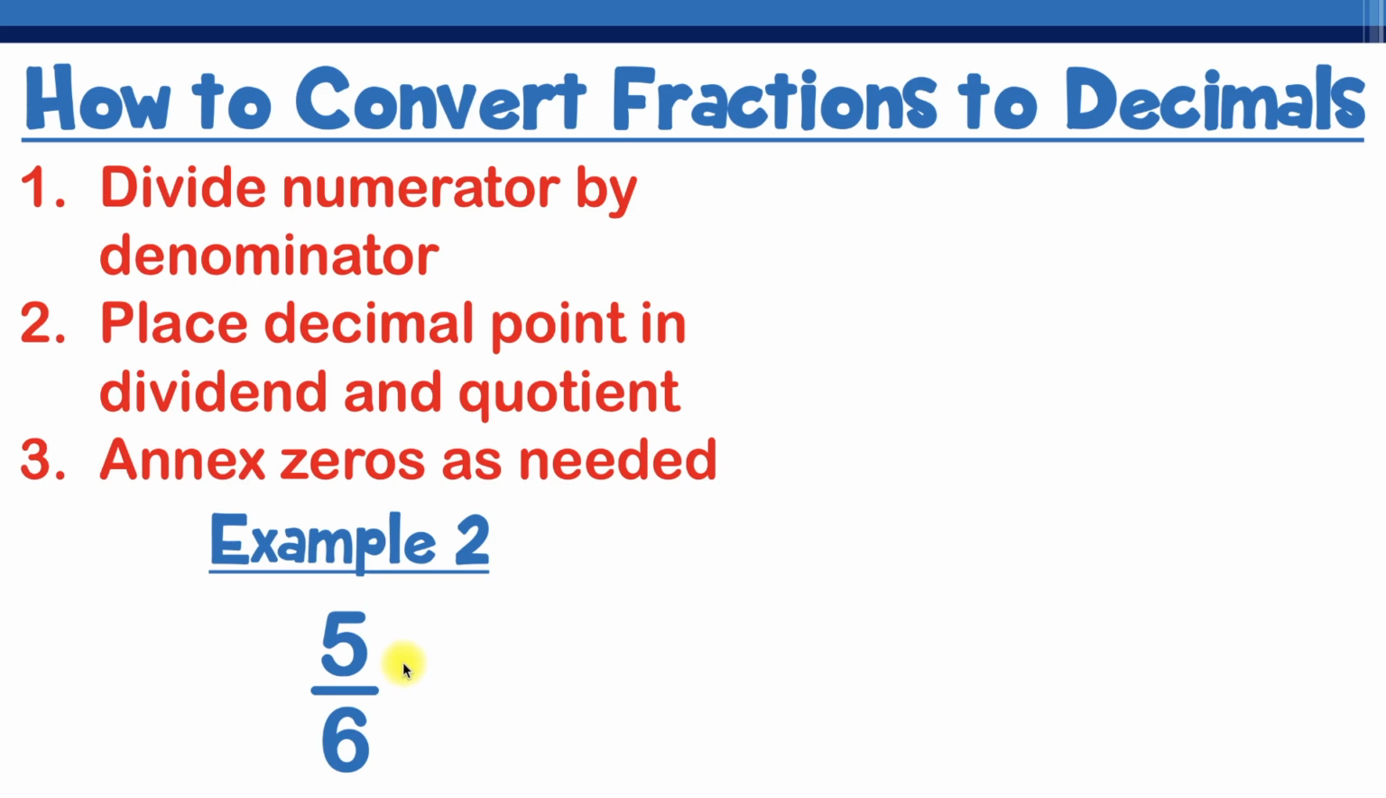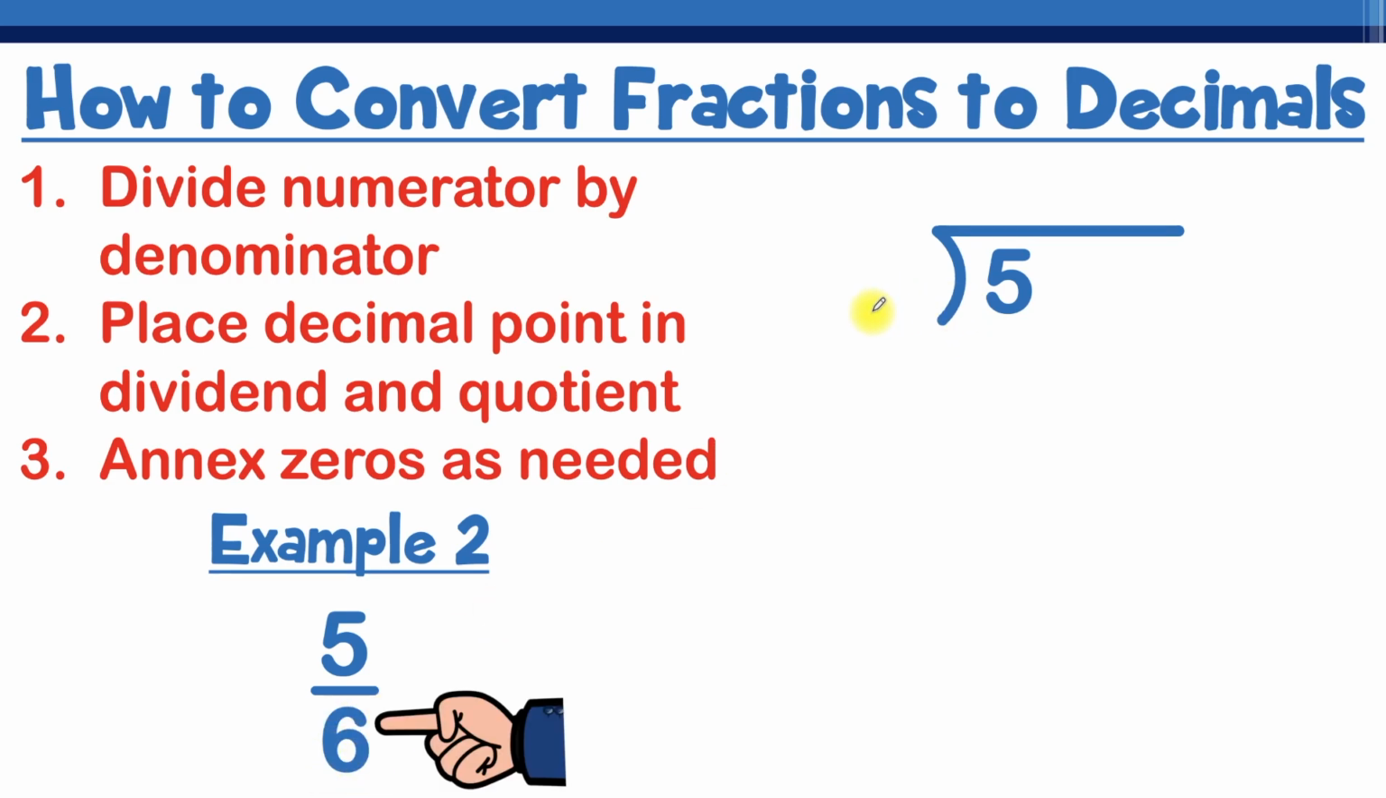So in example 2, we've got 5 over 6. The first thing we'll do is set up our long division notation. Next, we'll make sure we put our numerator inside the long division notation, and we'll put our denominator outside the long division notation. And 6 goes into 5 0 times, so we can put a 0 right above the 5.